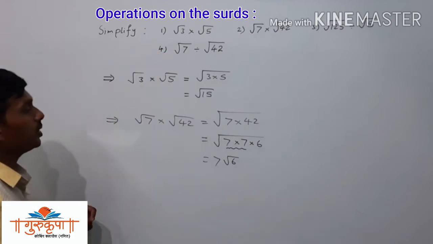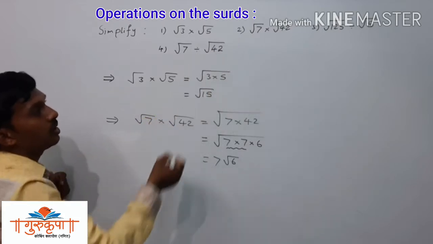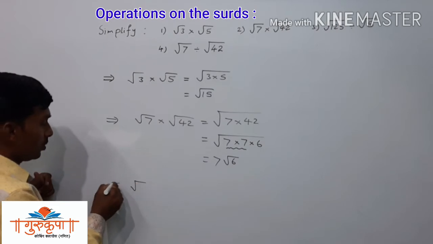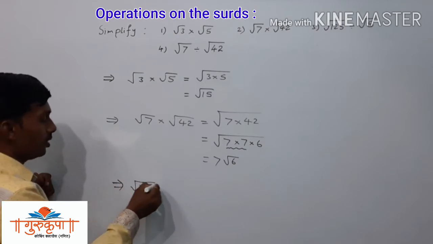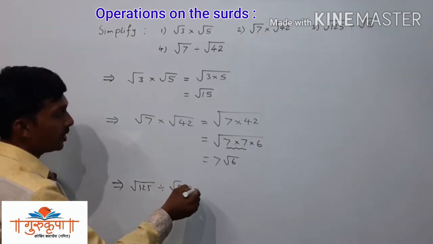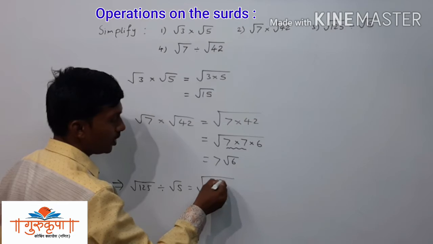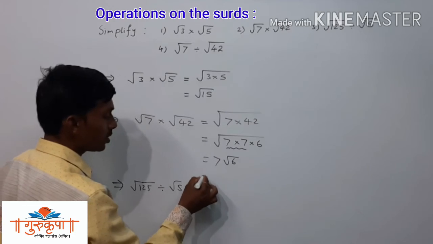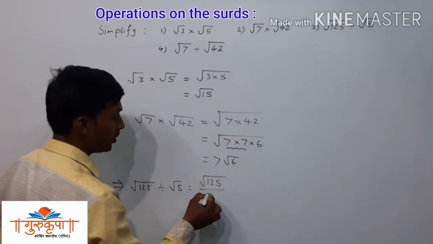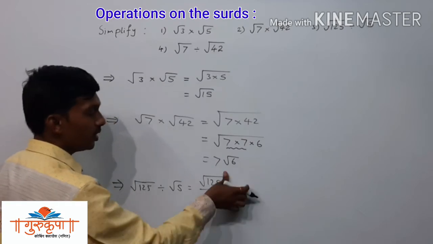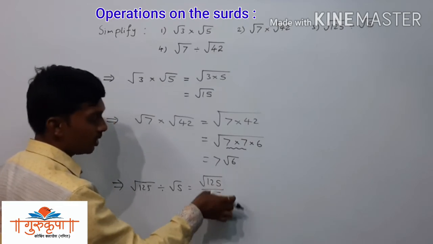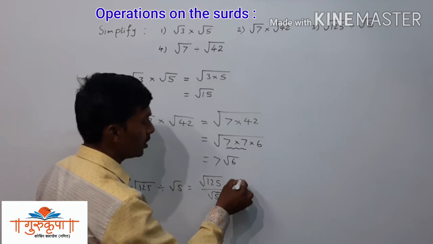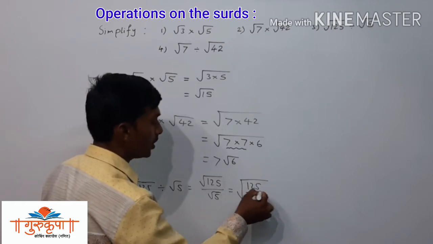So we have the third example. This third example is square root of 125 divided by root 5. Now simply we can write it as square root of 125 divided by 5. First you can write it like this, square root of 125 divided by root 5, in different radical signs, and now you can put them together into the single radical sign, that is, the square root of 125 divided by 5.